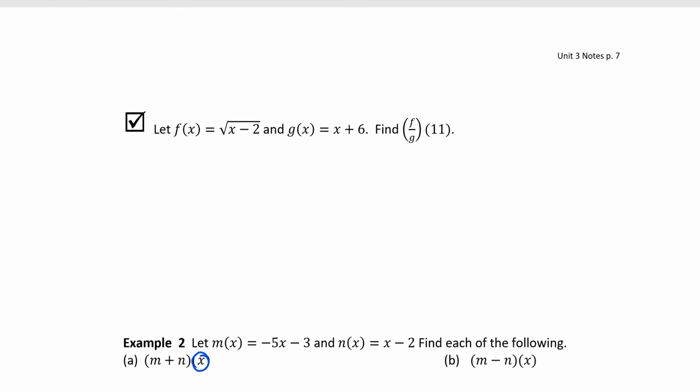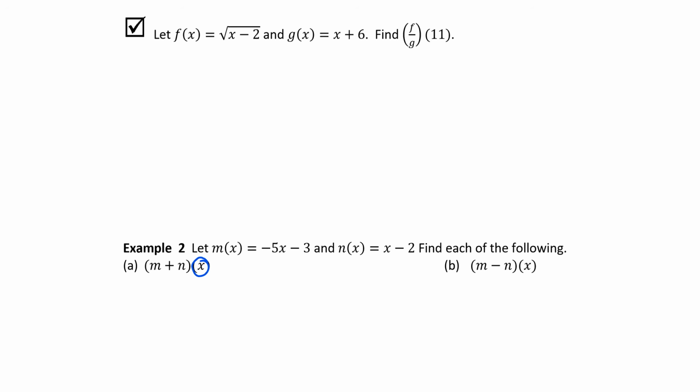Let's try one more for practice to make sure we understand the notation. We have f of x equals the square root of x minus 2 and g of x equals x plus 6. If you want to pause the video and try to work this one on your own and then turn it back on to see if you got the right answer, might be a good checkpoint.